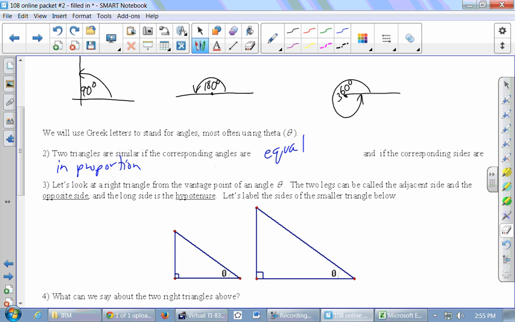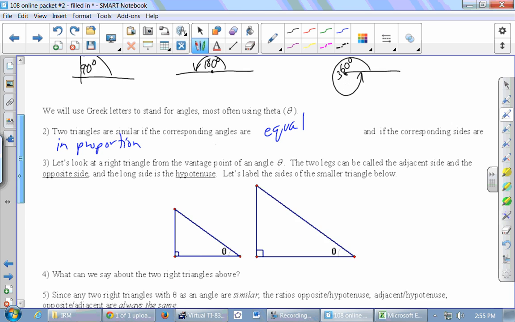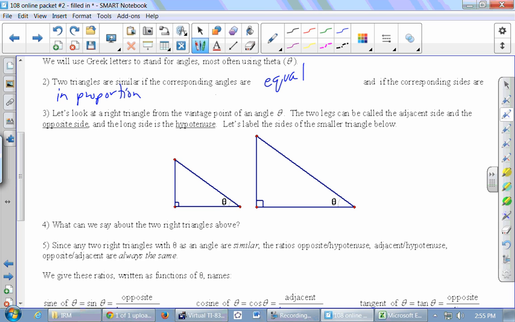Number 3, let's look at a right triangle from the vantage point of an angle theta. The 2 legs can be called the adjacent side and the opposite side, and the long side is the hypotenuse. Let's label the sides of the smaller triangle below. Okay, so first one I'm going to label is the hypotenuse. It is the longer side. It's always very far away from the right angle.